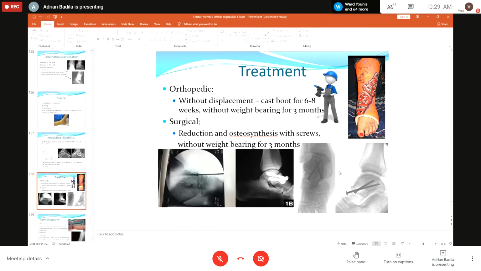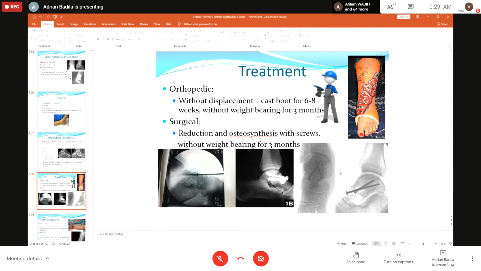The treatment can be an orthopedic one or a surgical one. The orthopedic treatment is indicated in fractures without displacement, and the ankle and the foot will be immobilized in a boot cast for 6 to 8 weeks without weight bearing for 3 months. Even if the fracture is without displacement, because we have a high risk for osteonecrosis, the patient will be allowed to walk with weight bearing only after 3 months after trauma.